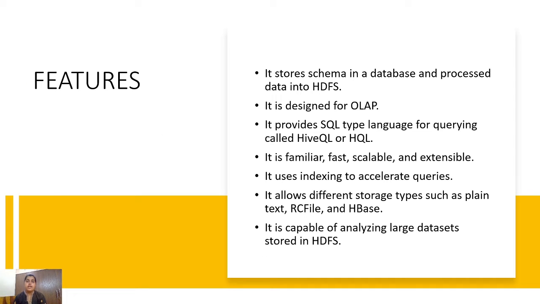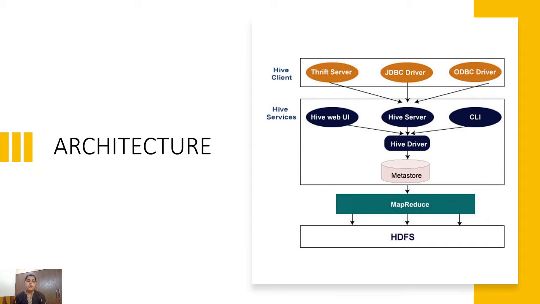The features of Hive are: it stores schema in a database and processes the data in HDFS. It is designed for OLAP. It provides a SQL type language for querying called Hive SQL or HQL. It is familiar, fast, scalable, and extensible. It uses indexing to accelerate queries. It allows different storage types such as plain text, RC file, and HBase. It is capable of analyzing large data sets stored in HDFS. So, have a look at the architecture of Hive.